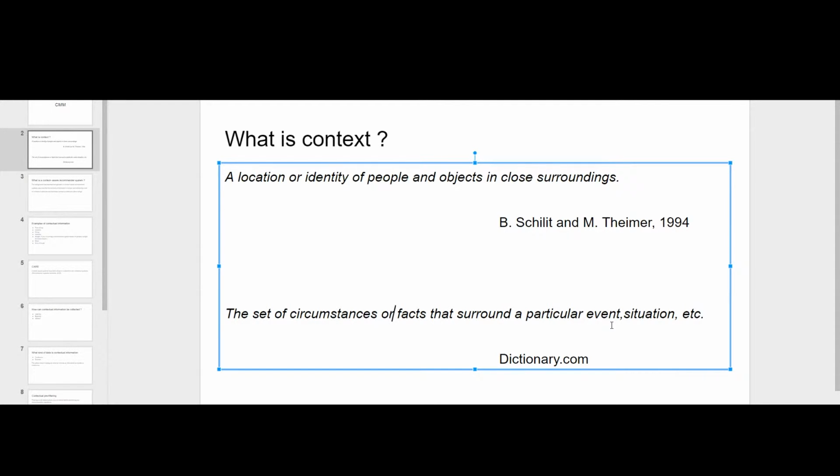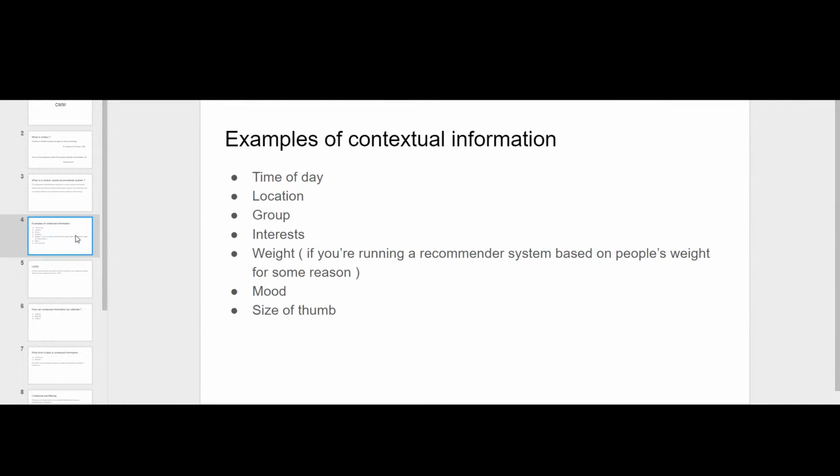And if we're talking about recommendation systems, it would be the set of circumstances or facts that surround the viewing of a video or the rating given to an item, so the circumstances of this particular event. In that sense, a context-aware recommendation system is a recommendation system that accounts for the context of what's being done. Here are some examples of contextual information: time of day, location, group, interests, weight (if you're running a recommendation system based on people's weight for some reason), mood, size of thumb. So there's a lot of different contextual information that you could add to a context-aware recommendation system.